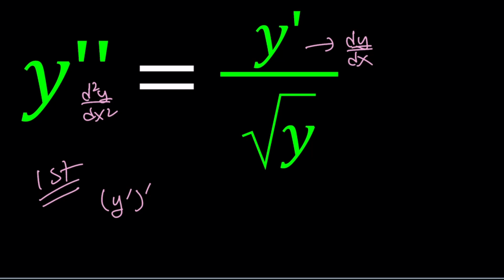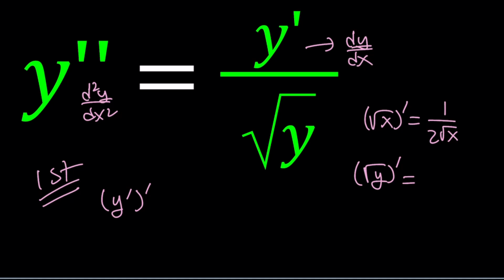Can y prime over square root of y be written as the derivative of something? Let's see. First of all, remember the derivative of square root of x. I hope you do. It's 1 over 2 times the square root of x. What about the square root of y? What's the derivative of that? Well, it's going to be pretty much the same thing, except the chain rule is going to come in. And the derivative of the inside, which is y prime, you just have to multiply by that. Because the derivative of x with respect to x is 1, we don't have to write it.